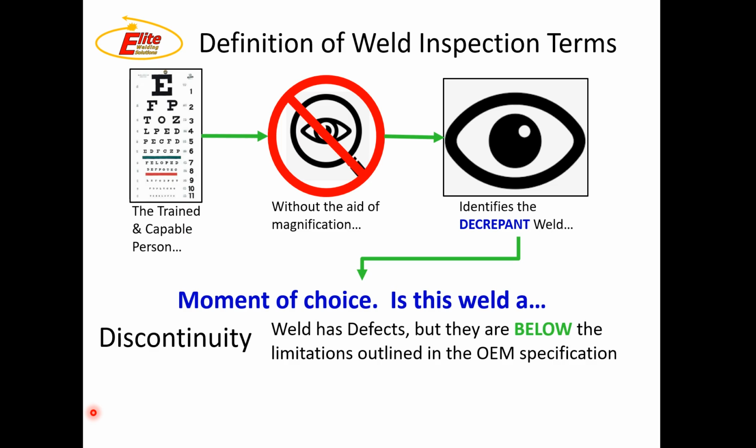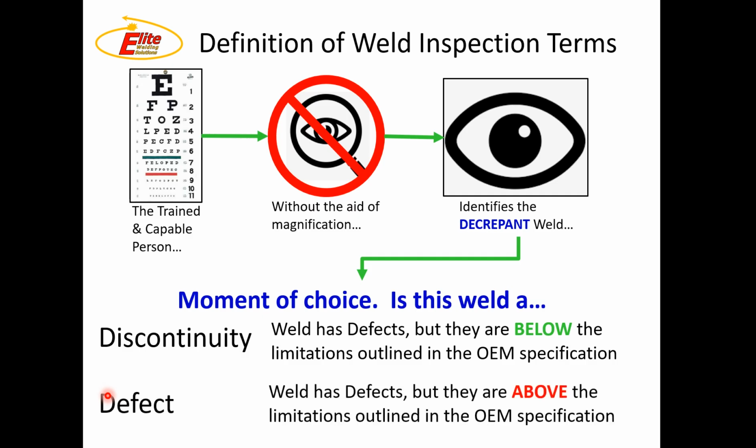So if you have a situation where you have a discontinuity, and this discontinuity that you see is below the limitations, that's what makes the defect a discontinuity. It's below it. So now this is a discontinuity. It does not need repairing.